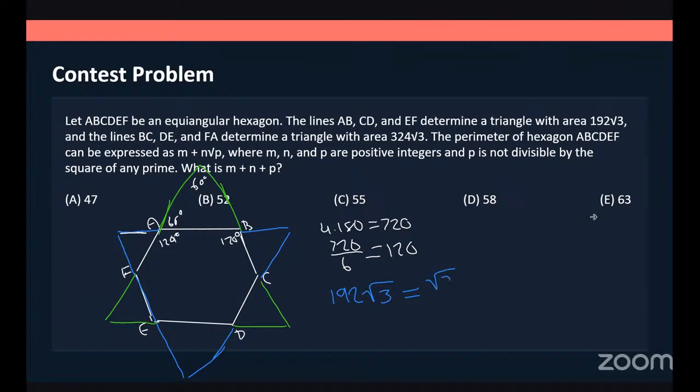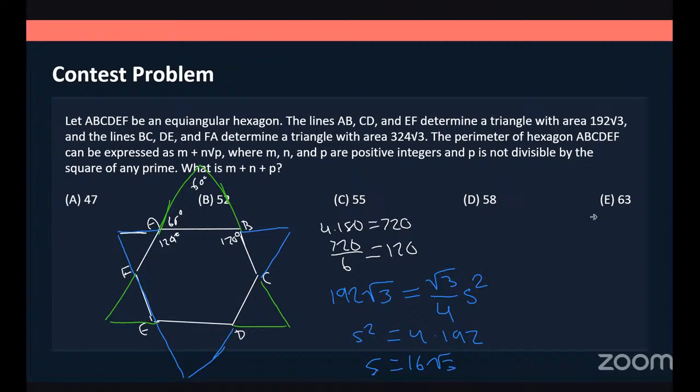And then we can just set that equal to the equation, root 3 over 4 times side squared, because it's an equilateral triangle. So here, if you just solve it out, you can cancel out the root 3 and just get side squared over 4 equals 192. So once you do the math, s equals 16 root 3.